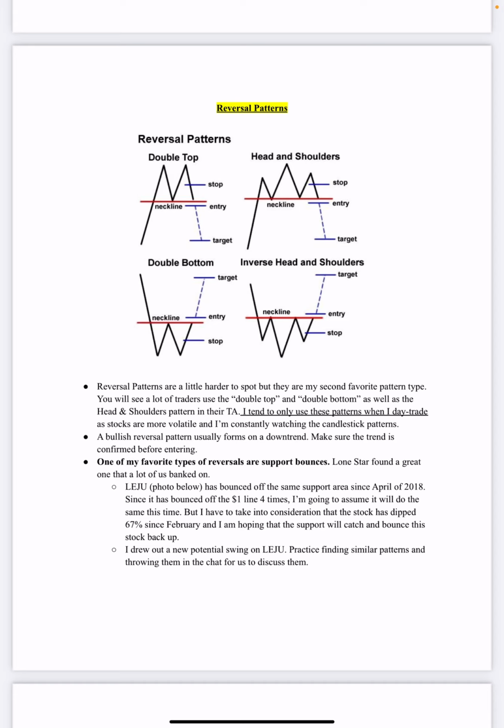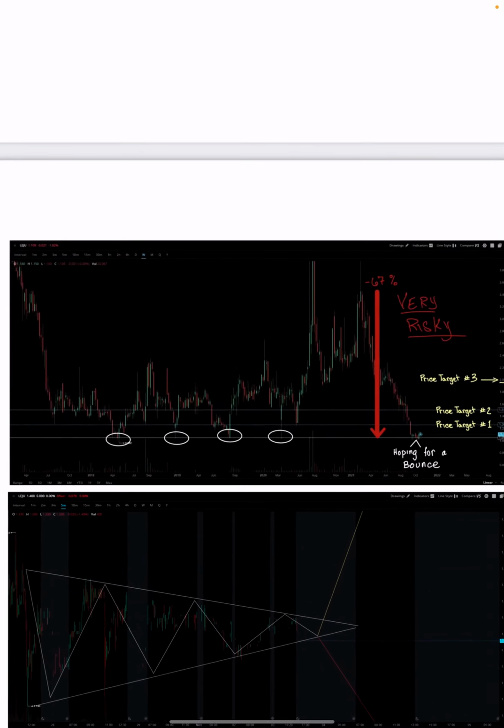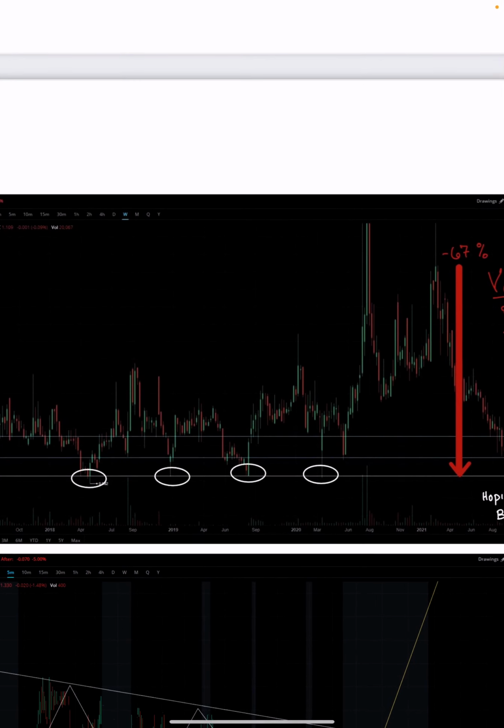I want you guys to practice finding similar patterns and throwing them in the chat for all of us to discuss. I will have the link to our Discord below if you guys ever want to join. But here is LEJU. This is the pattern that I was discussing.